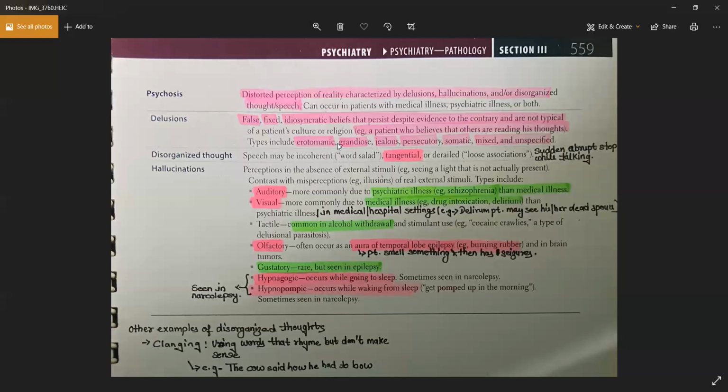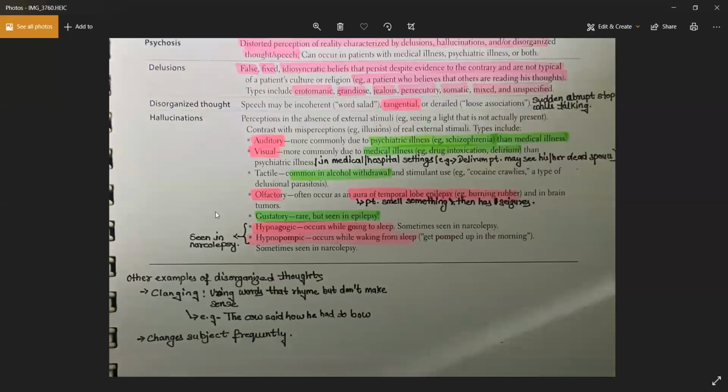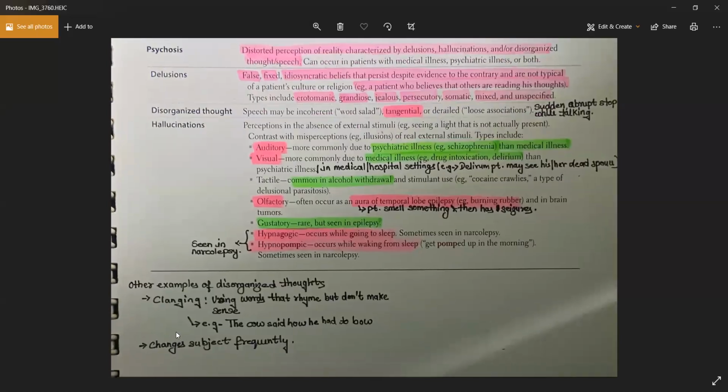It's just like in Wernicke's aphasia, you get similar symptoms. The patient will have word salad, like they will say, the cow said how he had to bow. Their sentence does not make any sense, any meaning. They're just saying whatever they want. They always change their topic and switch between different topics. That kind of speech is present in disorganized thought, with very frequent changes of subject.